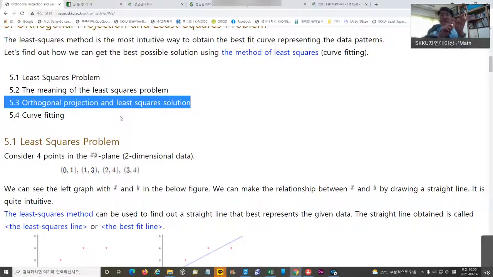And then the third thing is the gradient descent method, which will be covered in about weeks 7, 8, 9. The gradient descent method is also a kind of numerical method for finding the optimal solution.